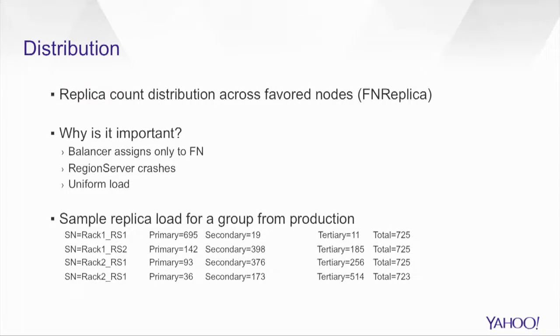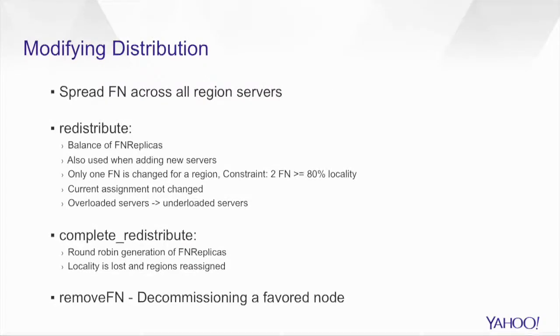So this is a sample distribution. Just for namesake, we'll call primary, secondary, and tertiary the three favored nodes. But all we care about is the total distribution. As long as the total count per favored node is more or less equal, the cluster will be well balanced.